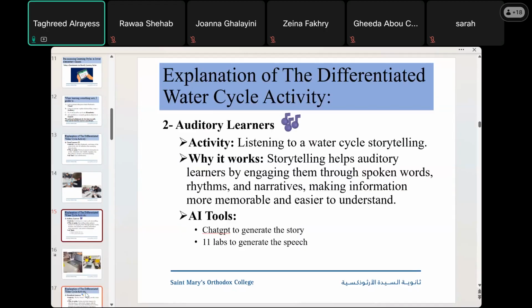The AI tool used was ChatGPT to generate the story. With the right prompt, this is what we're going to tackle later on with Ms. Lamar and Ms. Taghreed. And with one click, you can generate the story. It took me less than 2 minutes to generate the story. It was just so easy. And after that, I used 11 Labs, also another AI tool, to turn the text into speech.